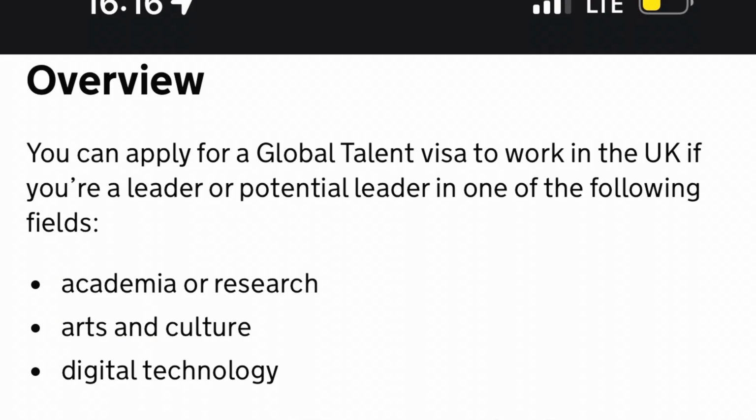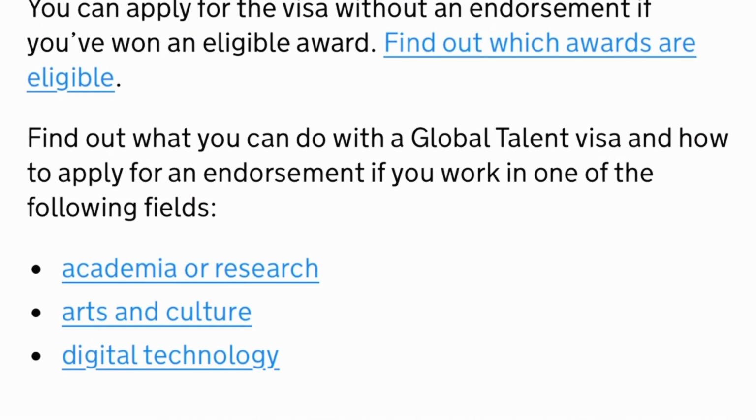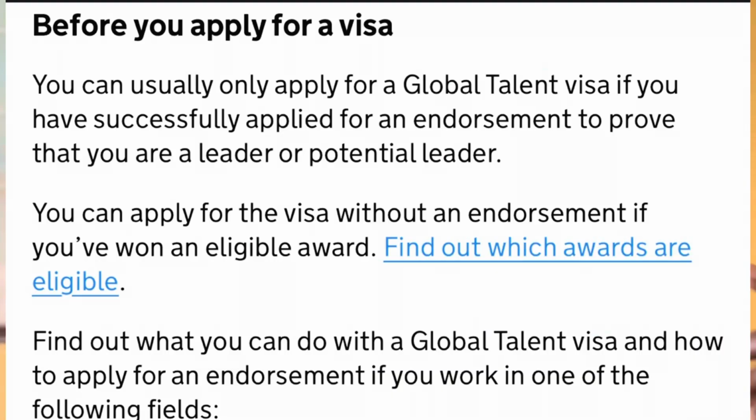The Global Talent Visa, as some of you might have come across, is a new visa scheme that the government has introduced to attract people who are considered leaders or potential leaders in three main areas: academia and research, technology and innovation, and I think arts and culture. And in this particular video, what I'm talking about is the peer review process, putting together a personal statement for the peer review process in order to secure an endorsement which you would use to apply for the Global Talent Visa.